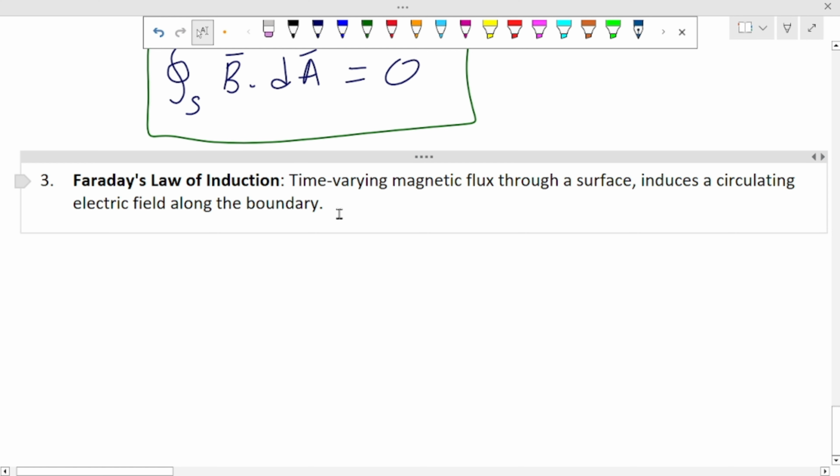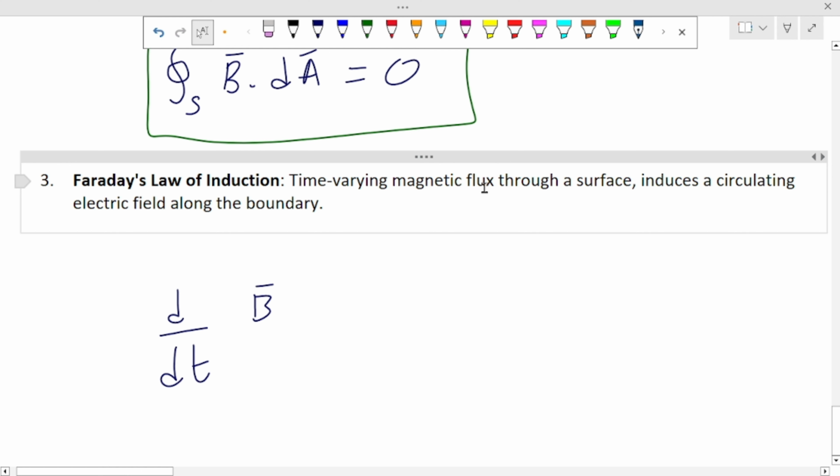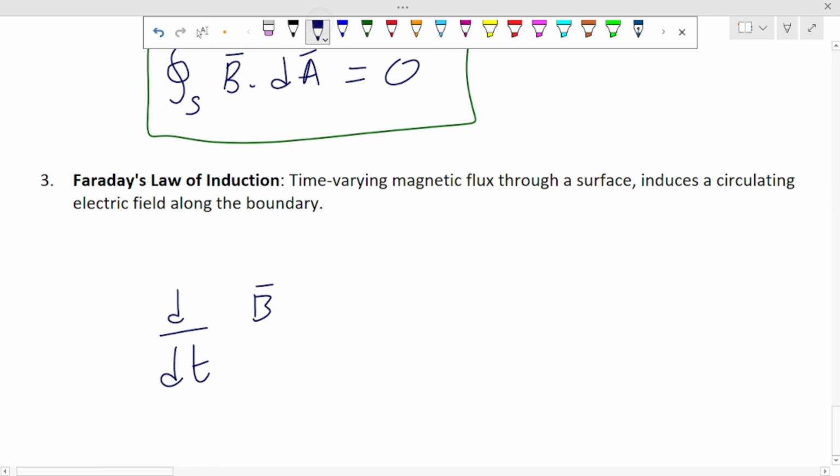Okay, the same laws. Okay, so a time varying magnetic flux. So a magnetic flux that changes with time. Let's put that magnetic flux. So this time magnetic flux changes with what? Time. Changes with time. Time varying magnetic flux through a surface. So we are taking surface integral, and of course it will be dA.